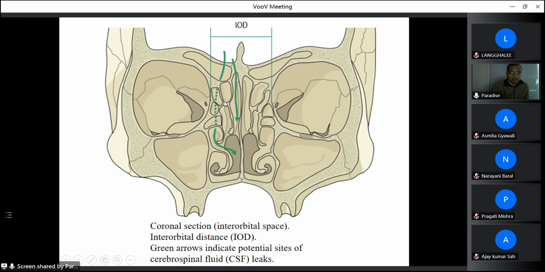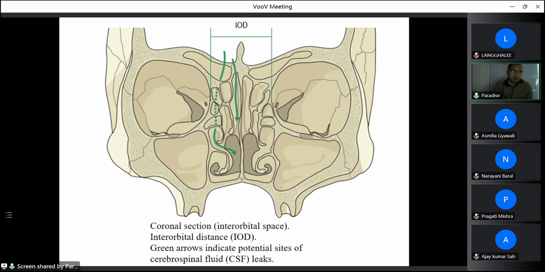It is a coronal section, so interorbital space, interorbital distance. The green arrow indicates a potential site of cerebrospinal fluid leak. CSF leak is commonly come across in case of mid-face fracture. So there are two paths for cerebrospinal fluid leak whenever there is mid-face fracture. In case of Le Fort 3 fracture, almost all the time, in every case, you will find CSF leakage. In case of Le Fort 2, CSF leakage may or may not be present.